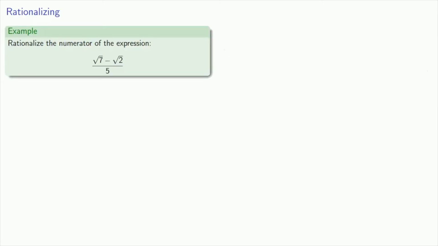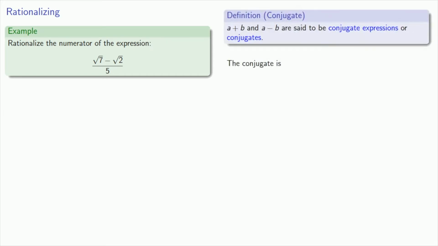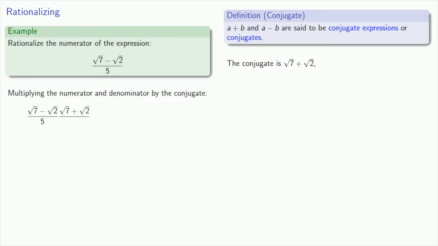For example, suppose we want to rationalize the numerator of the expression (square root of 7 minus square root of 2) over 5. So remember, the conjugate will have the same terms, square root of 7, square root of 2, but the operation will be different. Since we have a minus here, we want our conjugate to have a plus. And since we want to be able to use equals, we have to multiply numerator and denominator by the conjugate.